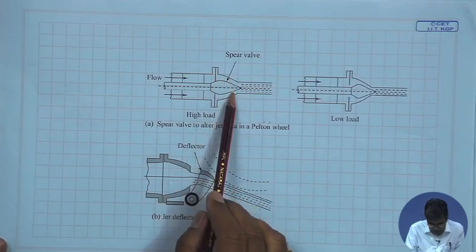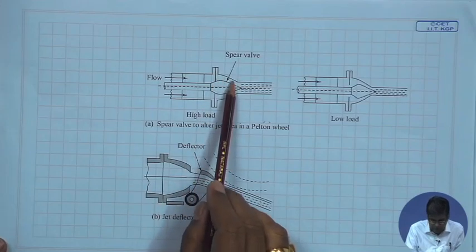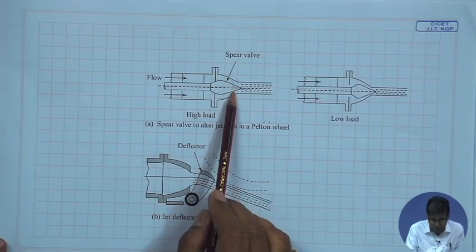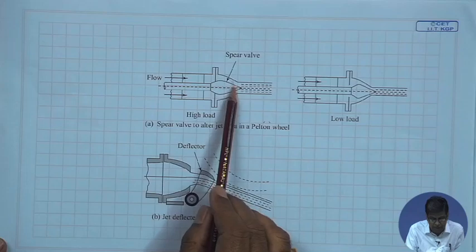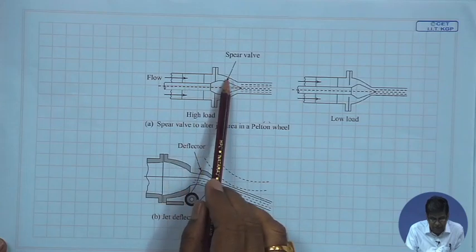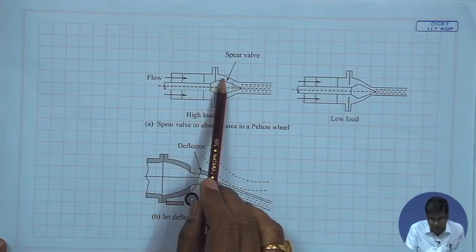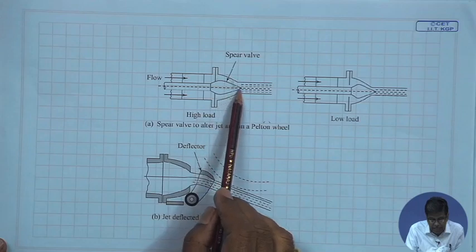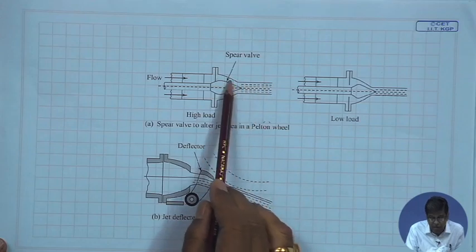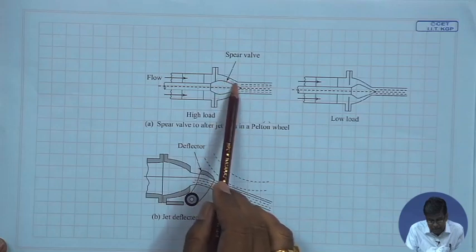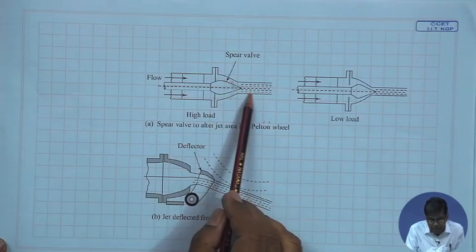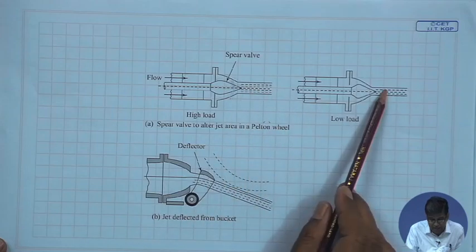It controls the annular flow area. This is the flow area, the annular flow area. It is increased or decreased depending upon the motion. If it moves in this direction, this area is decreased. If it moves in this direction, the area is increased. And accordingly, the change in area changes the diameter of the jet. The flow takes place, the streamline is such that it again meets and changes the diameter. Diameter is reduced or increased.